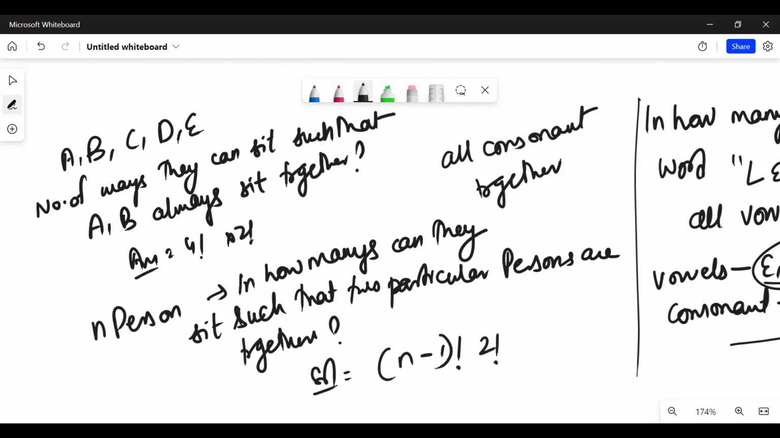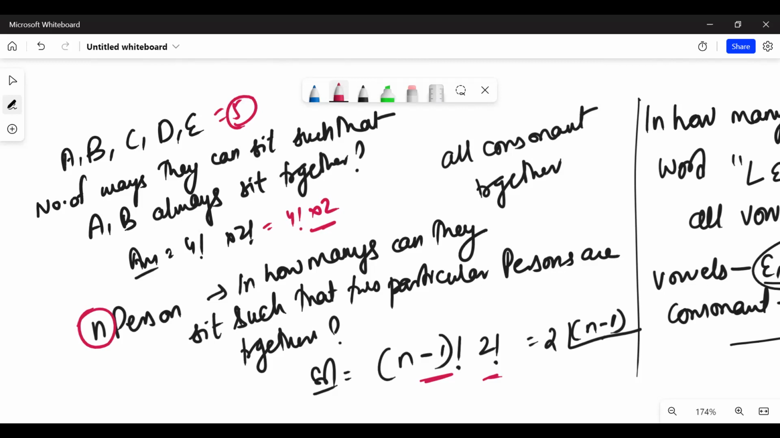Any doubt? This I can write as 2 into (n minus 1) factorial. Clear? If there were 5 persons, your answer is 4 factorial into 2. If n persons are there, your answer will be (n minus 1) factorial into 2. Getting it?